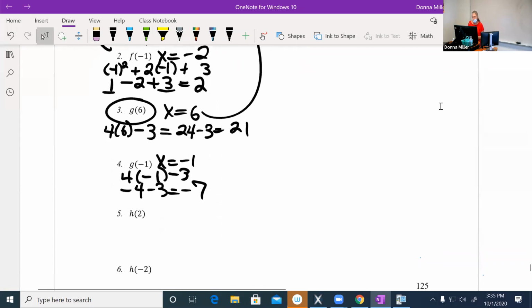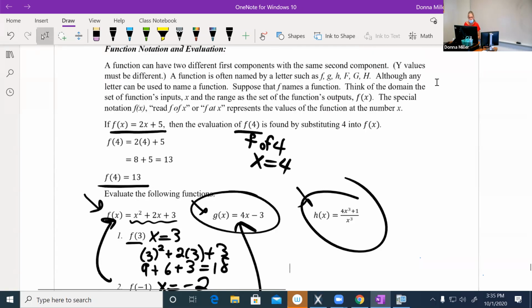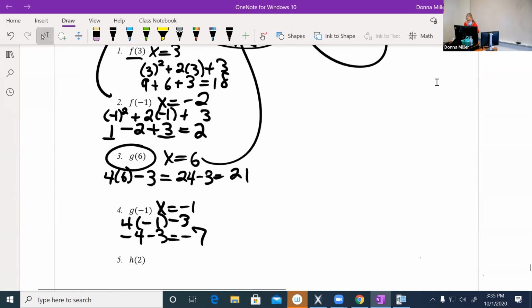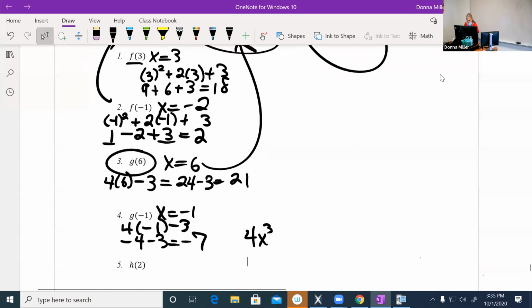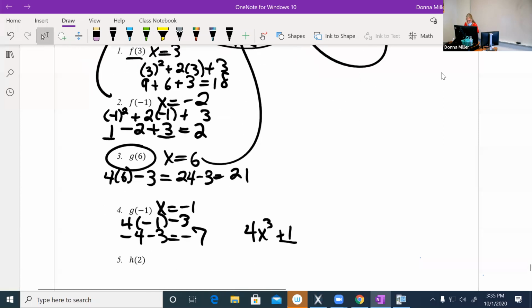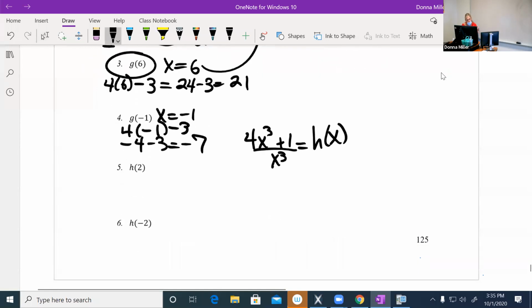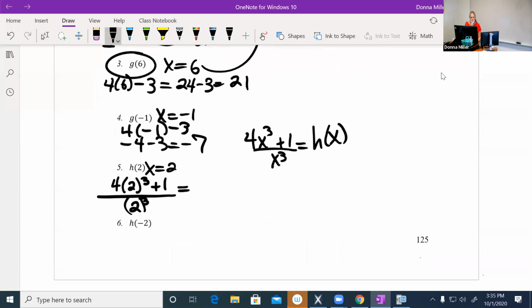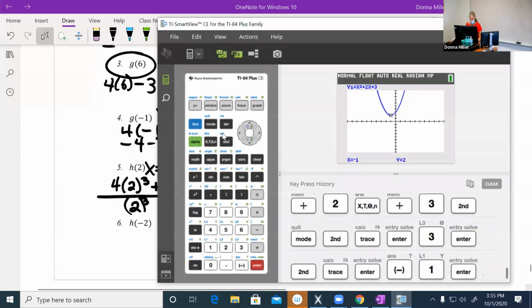All right, h of 2 means we're going to do this one, right? So h of x, I'm going to write it down here. It's h of x equals 4x cubed plus 1 over x cubed. So h of 2, everywhere I see an x, I replace it with 2. So it's 4 times 2 cubed plus 1, all over 2 cubed. And I'm going to type that into my calculator. Oh, I don't have my calculator. I'm going to pretend I typed it in my calculator. I really don't need it.